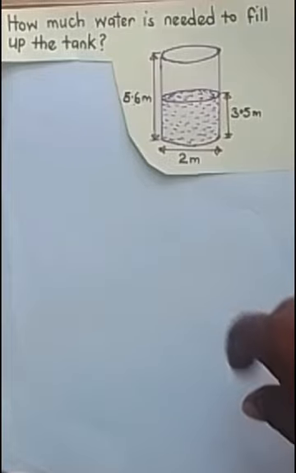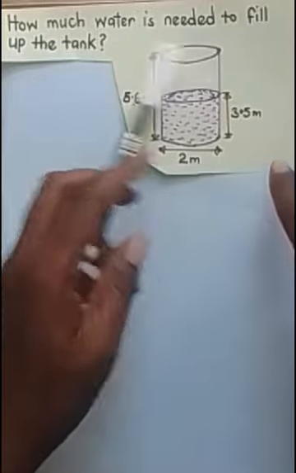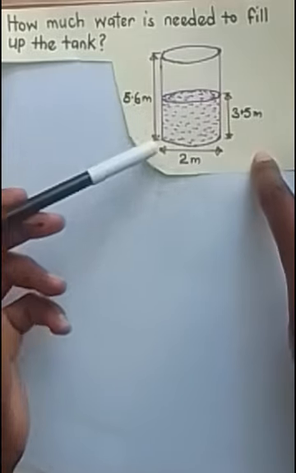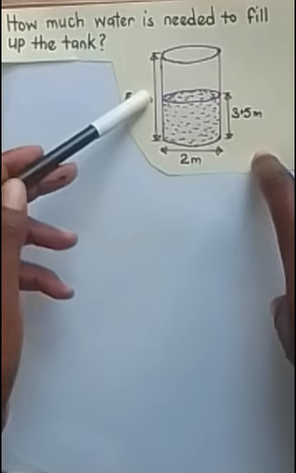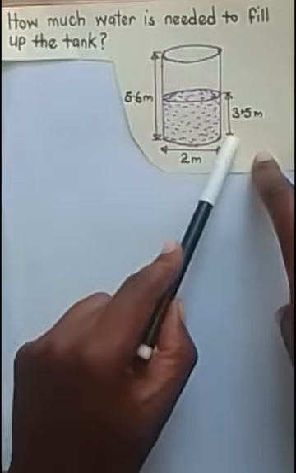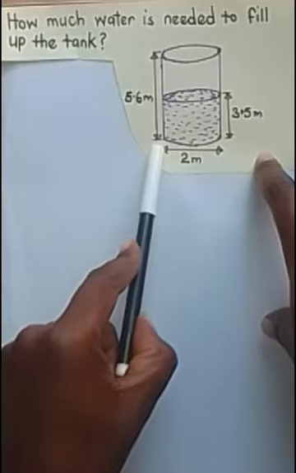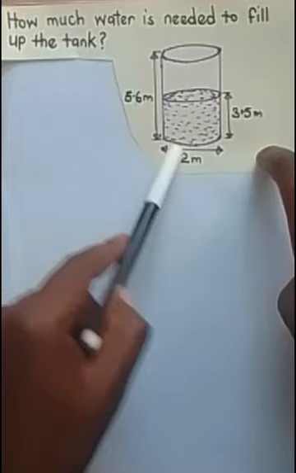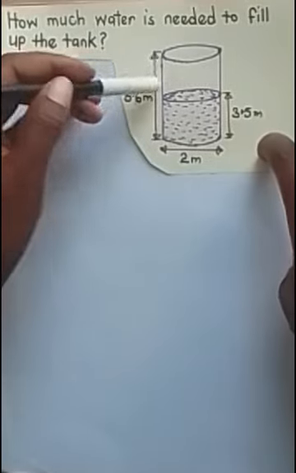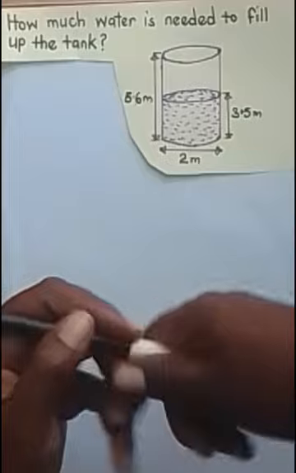Let's look at this number. How much water is needed to fill up the tank? The tank is 5.6 meters long and the level of the water is 3.5 meters. Then the diameter given is 2 meters. So what do we do? We first need to get the height of the space remaining.